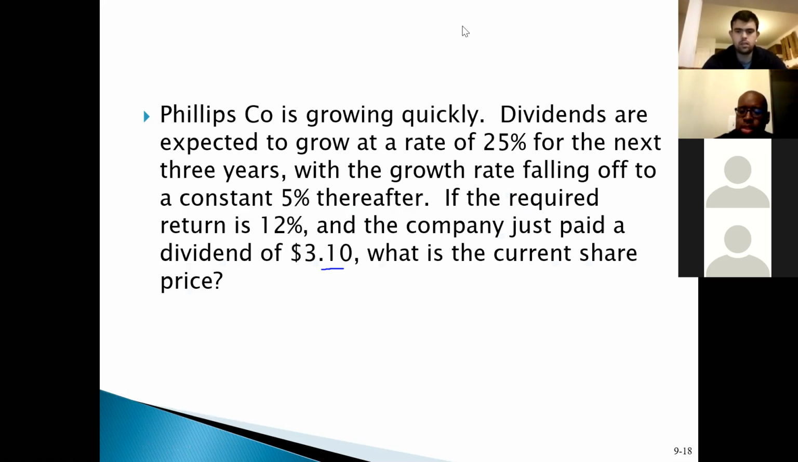So if we start growing at 5% in year 4, that allows us to find the price in year 3. And we'd have to discount that back to today. But we can't ignore the dividend in years 1, 2, and 3 because those aren't included in that price in year 4. So those also need to be discounted back to today. All of that at that 12% rate. Does that make sense?